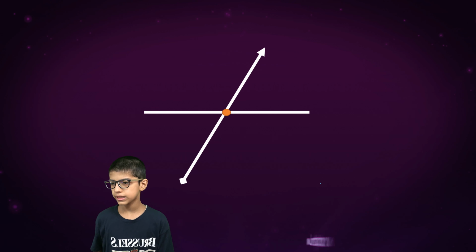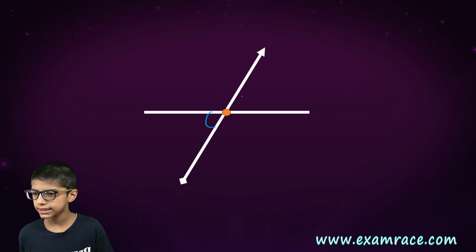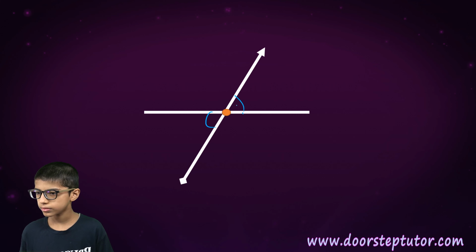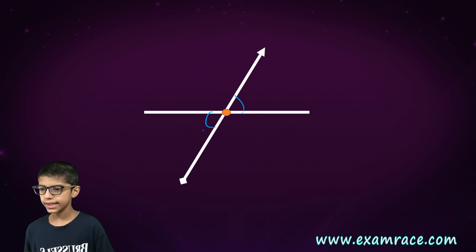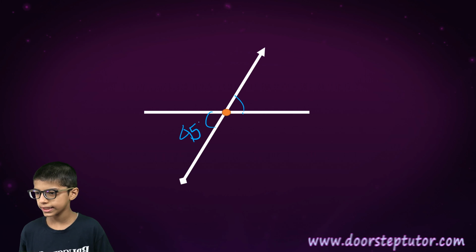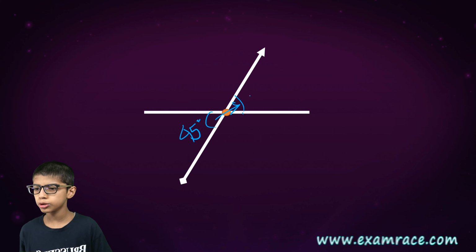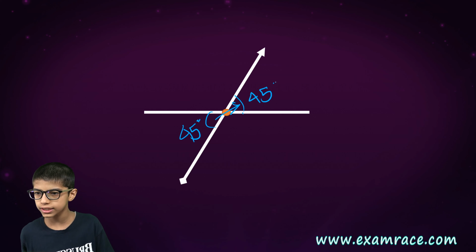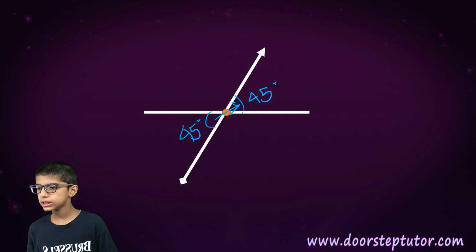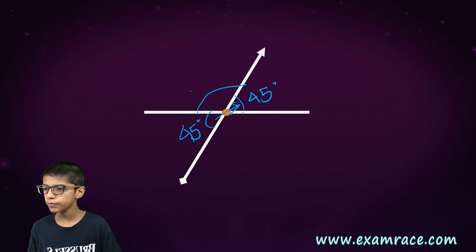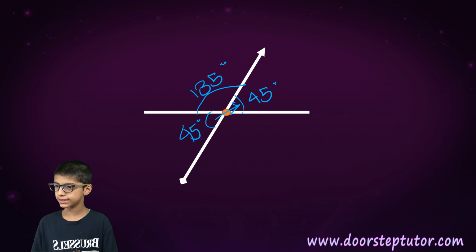Now, if I bend this line, here I can see two angles. So, what are they? This is 45 degrees. So, the angle opposite to it would also be 45 degrees. Therefore, this angle shall be 135 degrees.